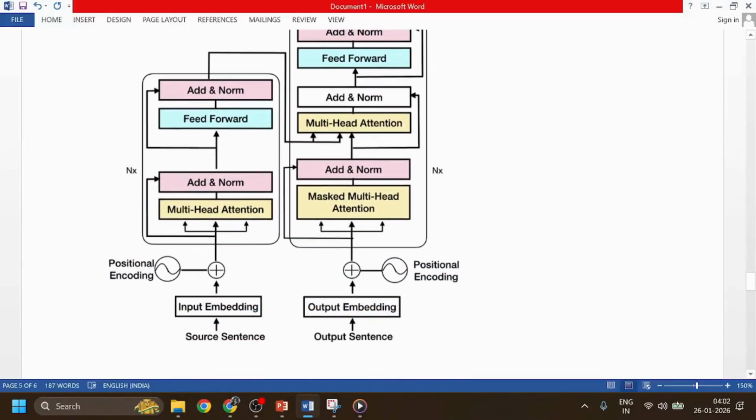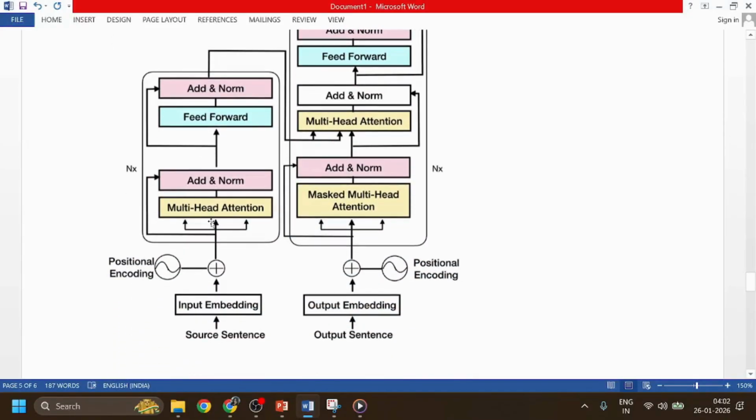And here you can see that instead of using attention, we use multi-head attention. Instead of doing attention once, the transformer uses multiple attention heads. Each head learns a different type of relationship. One head may focus on grammar, another on meaning, and another on long distance dependency. All heads are combined together. That's why it is called multi-head attention.